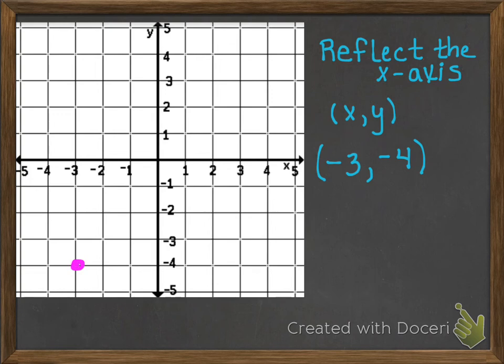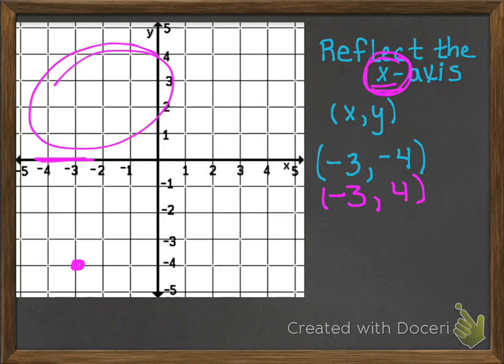Since I'm reflecting across the x-axis, my answer is going to have to be up here in quadrant 2. If you're reflecting across the x-axis, you keep the x value the same and take the opposite y. So if you're reflecting across the x, keep the x, do the opposite y. The ordered pair -3 brings us this way, and +4 brings us up, and that's where this point would be. That is definitely reflected across the x-axis.